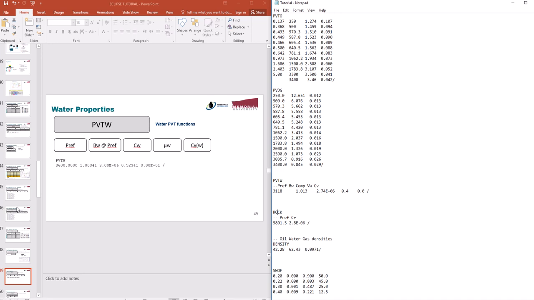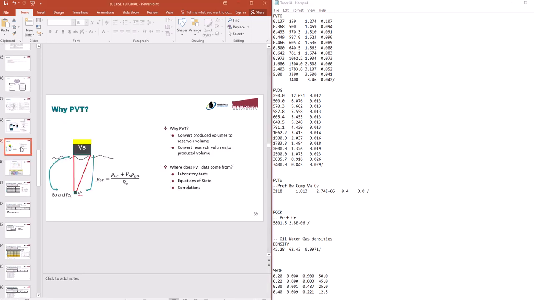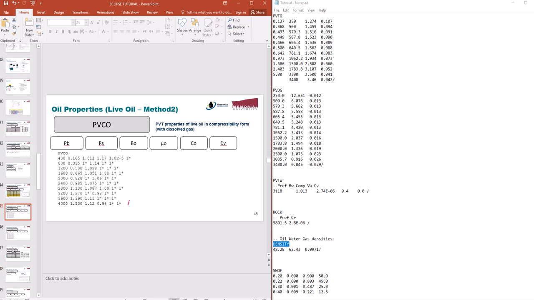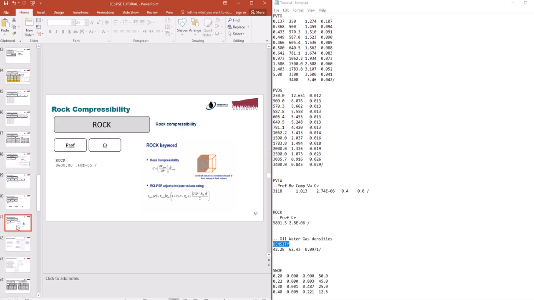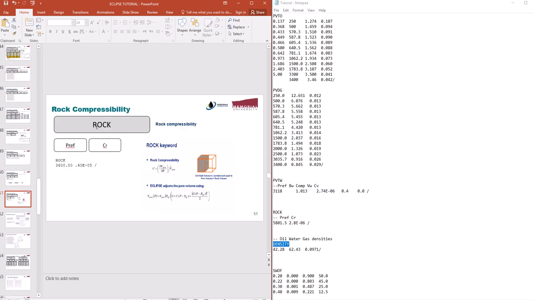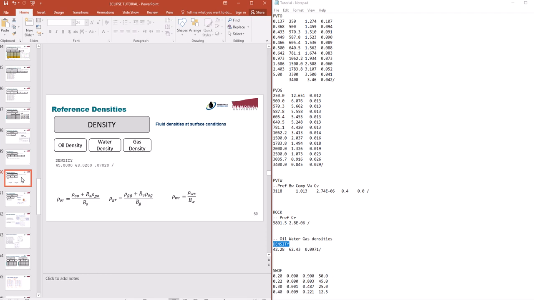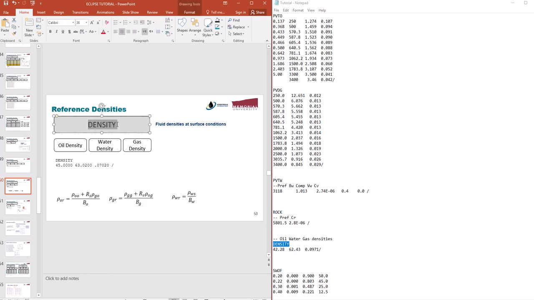So what is next? If you go back to this formula, we already provided Rs and Bo. So what is missing here? We need to provide the density of the oil and density of gas at the standard condition. To do so, we are using the DENSITY keyword. We already had the ROCK keyword here, which takes the reference pressure and the compressibility, so you can provide that.